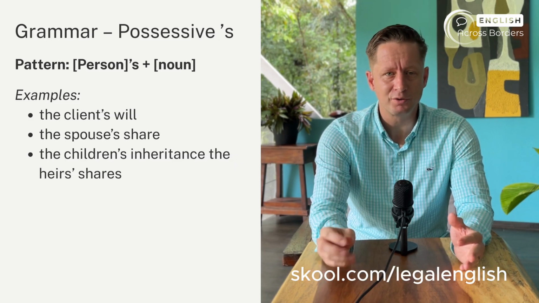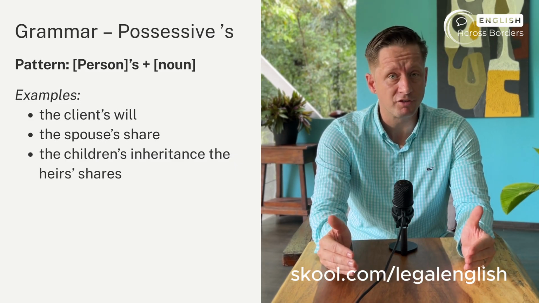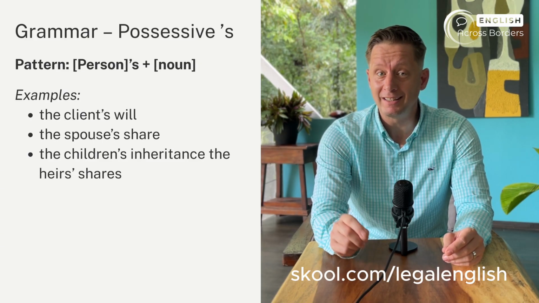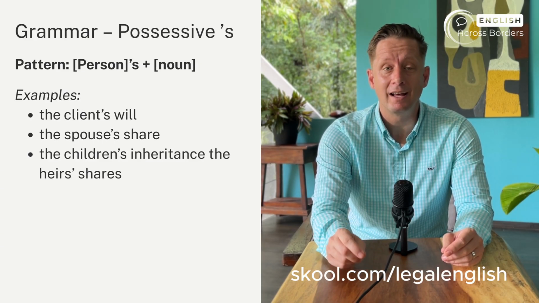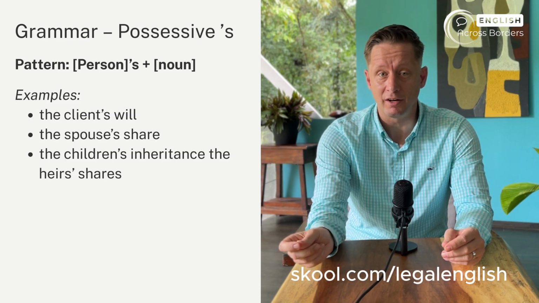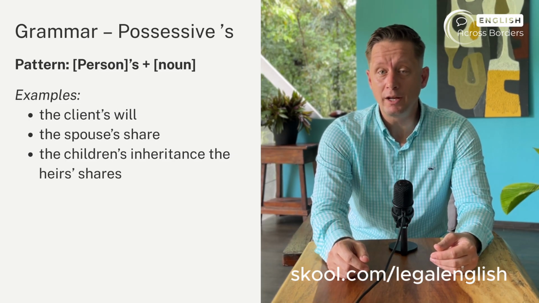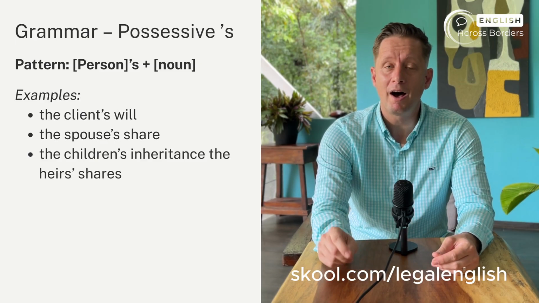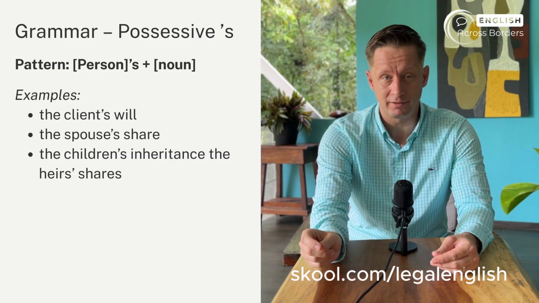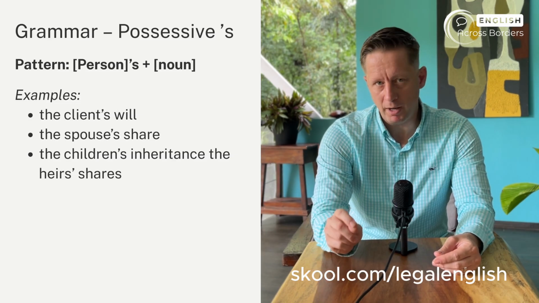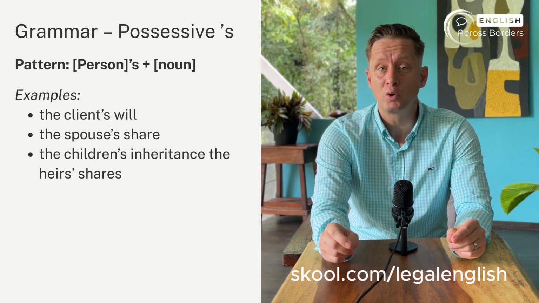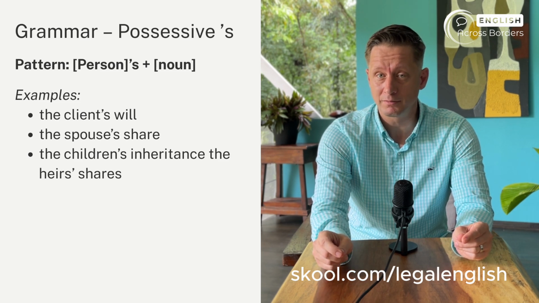Notice how natural this sounds in everyday conversation? One important detail, with plural nouns ending in S, you only add an apostrophe. For example, the heirs' shares. And with irregular plurals, you add apostrophe S. For example, the children's inheritance. So think of apostrophe S as your shortcut to explain ownership quickly in spoken English.